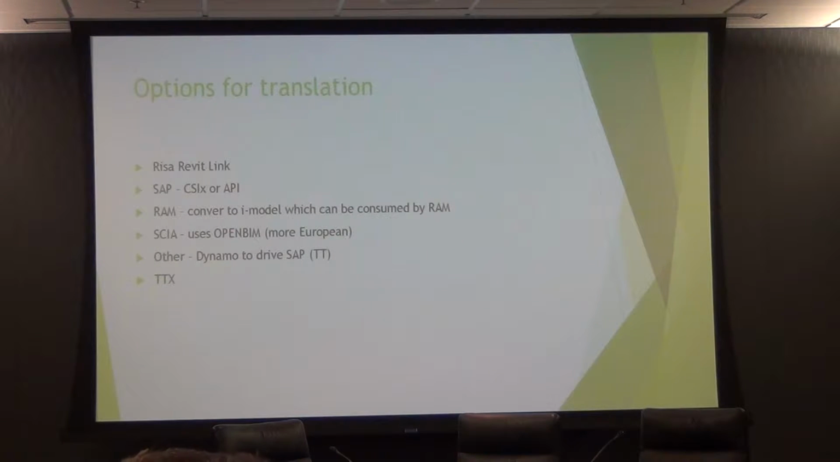Okay, and I guess I already kind of talked about the options for translation. The one thing I did not talk about is this Dynamo option, and I only bring this up because I think Dynamo is going to be a pretty powerful tool in the future, potentially for all of us to be doing all kinds of stuff with our Revit models, and I think maybe even that involves some analysis, either translating between RISA or SAP, and the other one that I have up there, and I put TT up there.